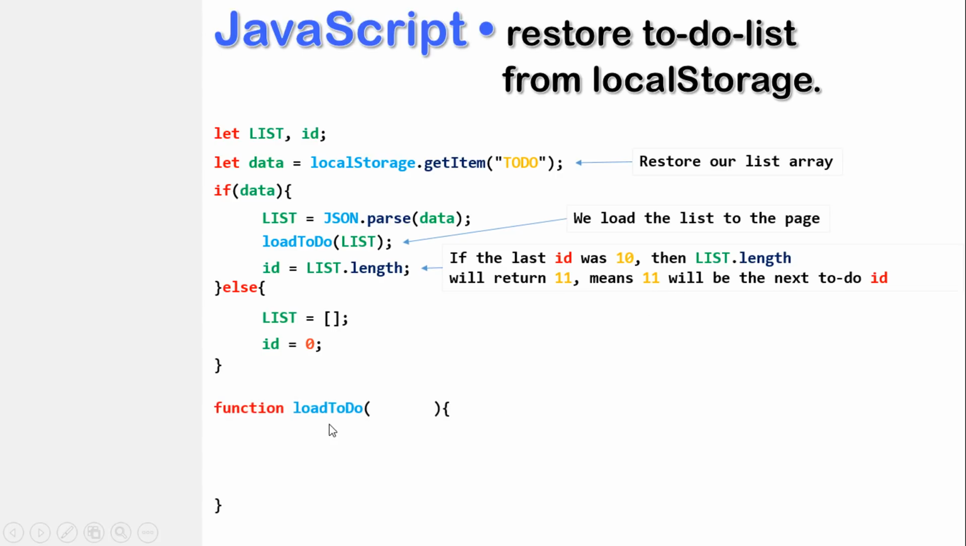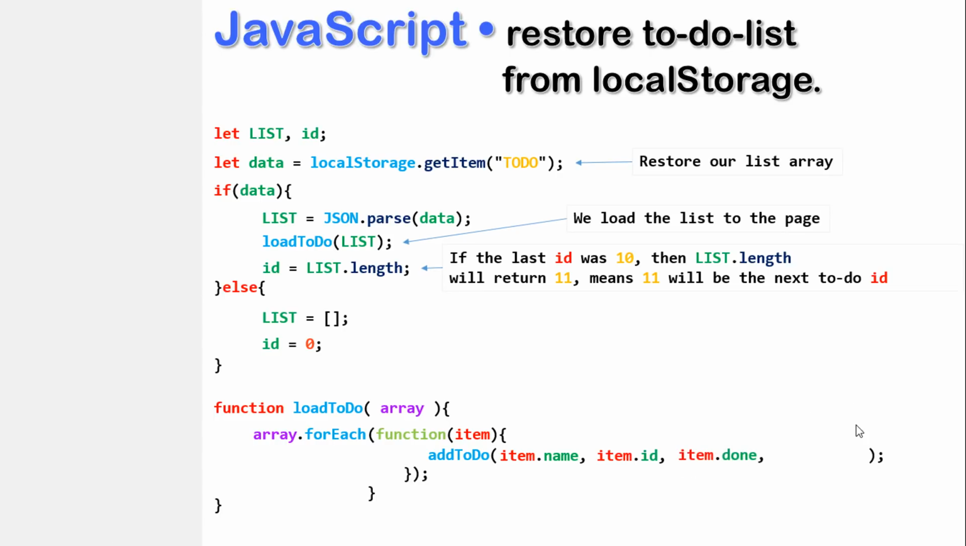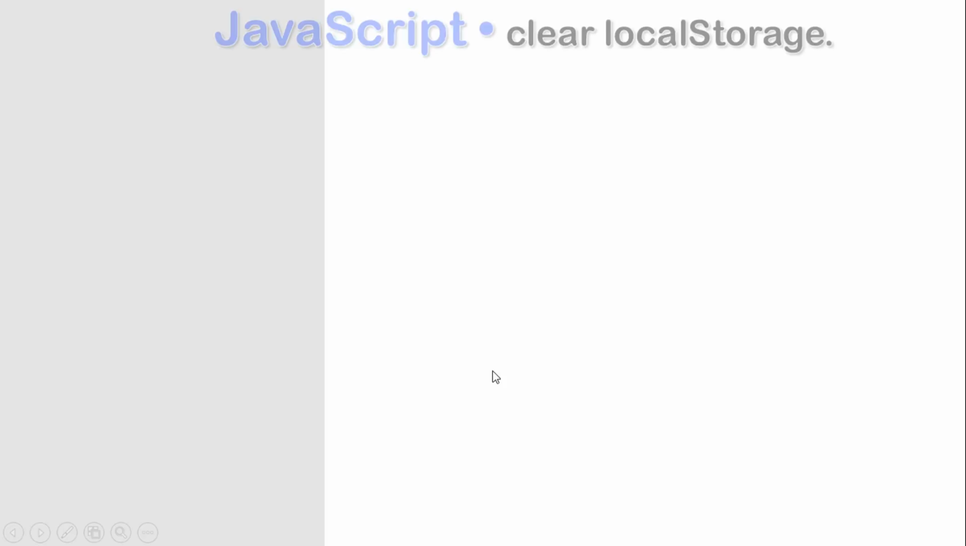The loadToDo function will take in as a parameter an array, which is our list here. Then we need to loop over our array, and we'll use forEach, which will run a function that takes in an item from the list or from the array list. Now I will need to show this item to the user, so I'm going to use the addToDo function that takes in the name of the item, its ID, its done property, and the trash property.